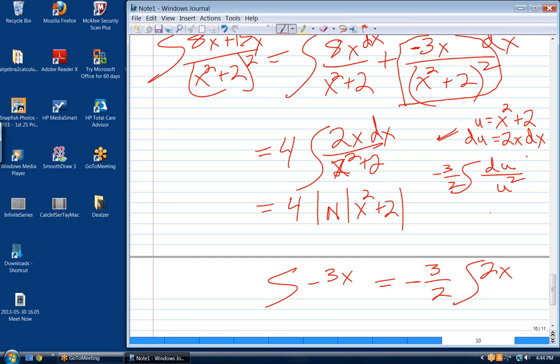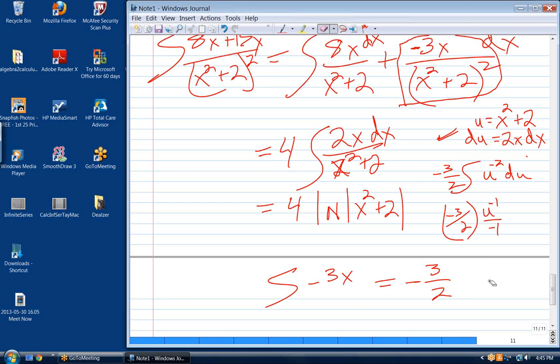Well, no, we basically got u to the minus 2 du. In other words, let me rewrite this. U to the minus 2 du. So just use the straight power rule. Add 1 and divide by the new exponent. So it'd be u to the minus 1 divided by minus 1, still times this minus 3/2.